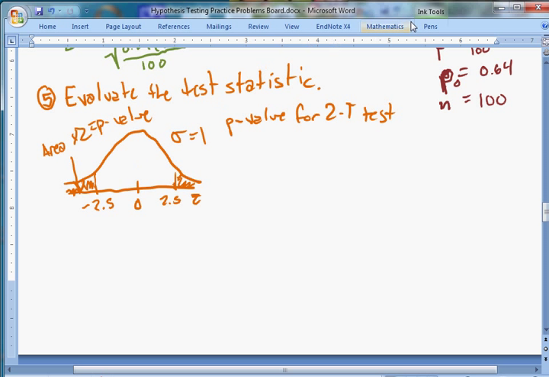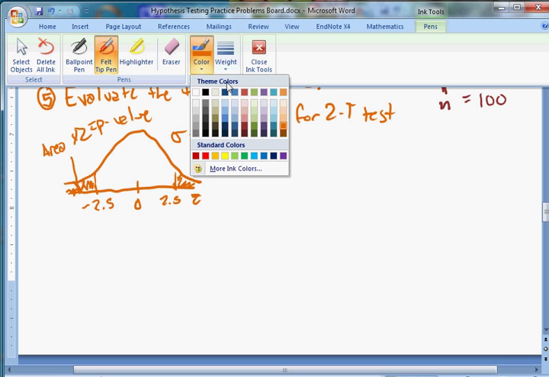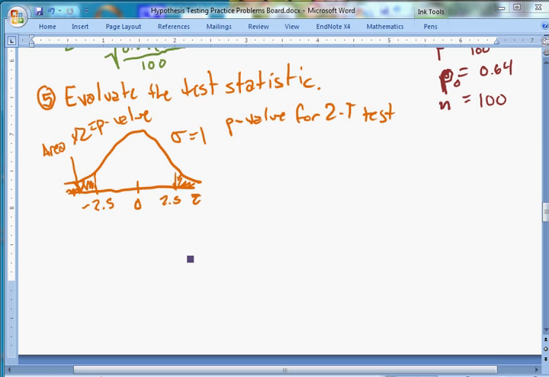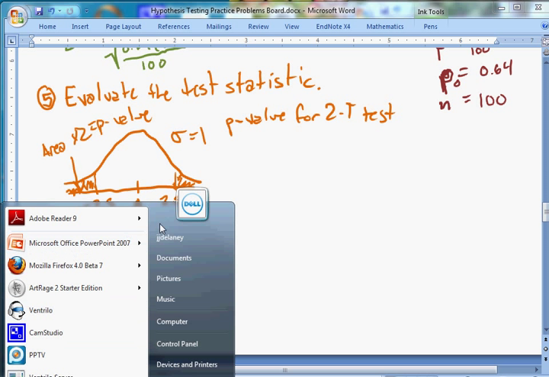So what's this area? Well, we can figure it out. The way we figure it out is we look it up on a z-table, or we can use Excel. I'll do it both ways quick because I'm not sure how I'm doing on time. I got 4 minutes left.